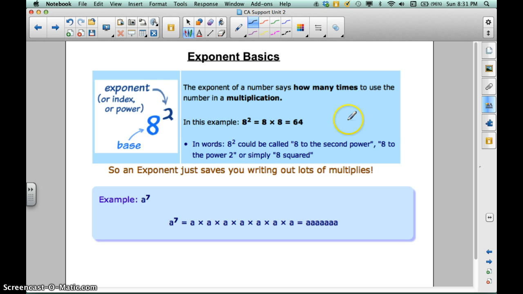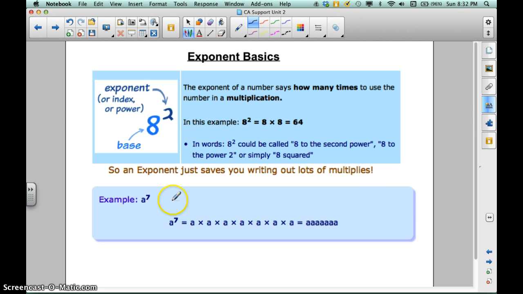The exponent of a number says how many times to use it in multiplication. So 8 to the power of 2 means to multiply 8 twice. So 8 times 8, which is 64. So an exponent just saves you writing out a lot of multiplies.